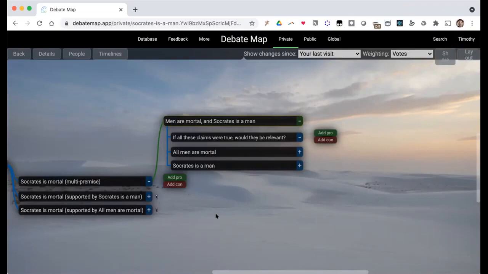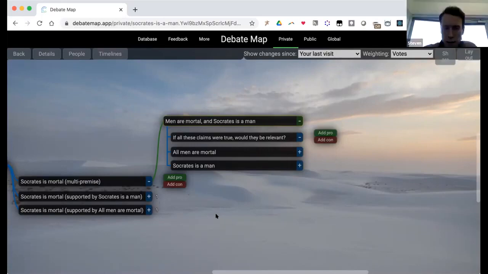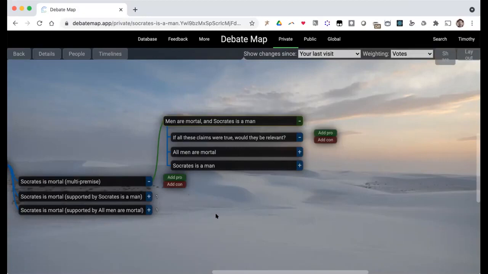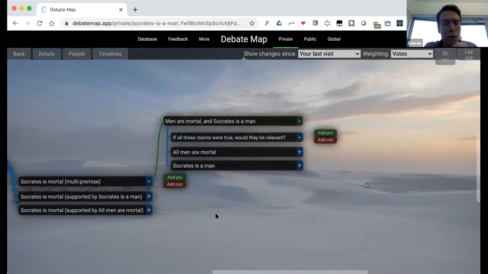When you say combined, just checking, do you mean as part of the support argument leading to the conclusion Socrates is mortal, or do you mean as a compound claim independently of an argument? It can be either. For the sake of this discussion, it doesn't really matter.